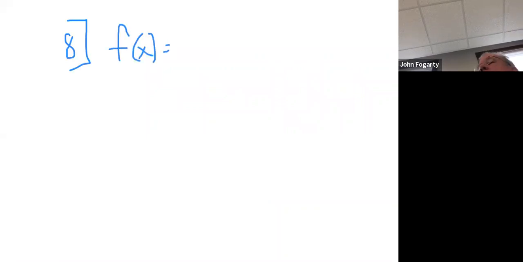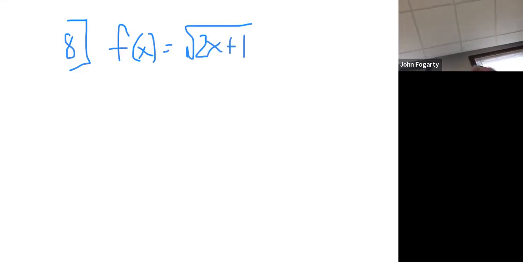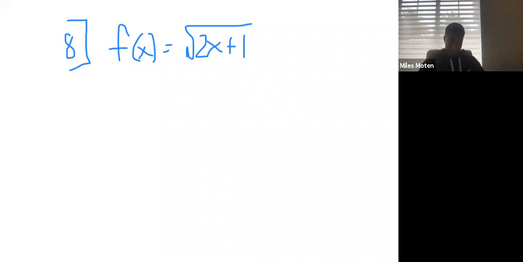Number 8, we do have a little bit of work to do here, ready? It says f of x equals radical 2x plus 1. Now I say to you, write the domain in interval notation. However, we have to be careful with this domain because where is my variable? It's under a radical. So now, what can't you have under a radical? A negative number.